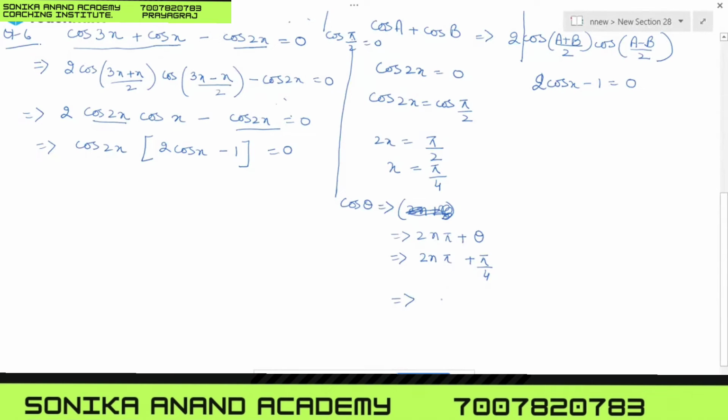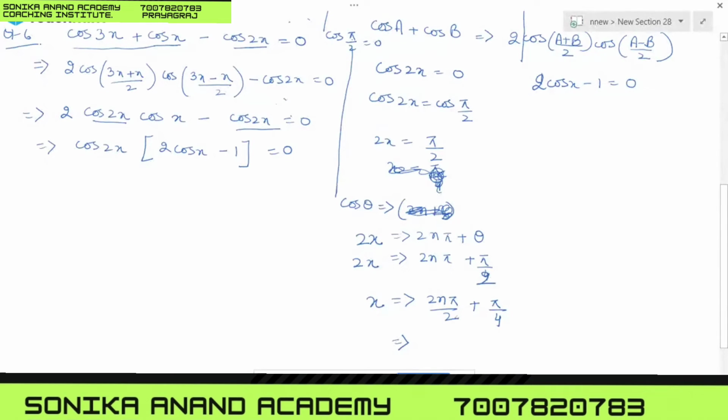So what's the answer you have written? Listen, don't write this thing. This is pi by 2. So we write 2x is equal to this pi by 2. We write in this way. So the value of x is equal to 2n pi by 2 plus pi by 4.